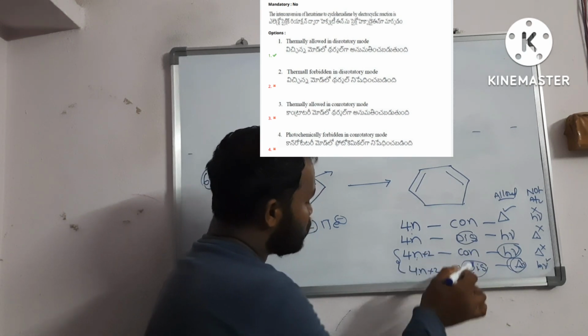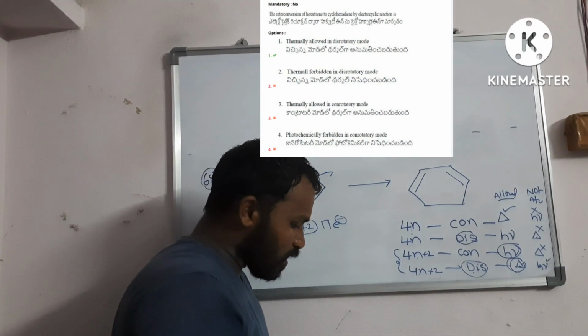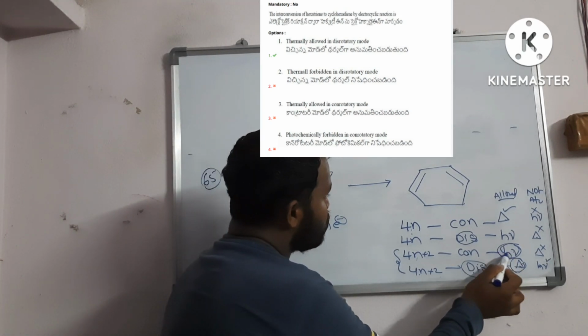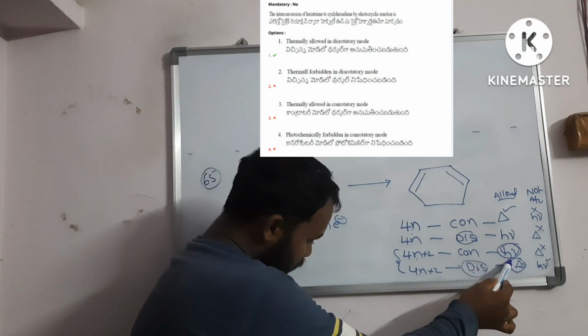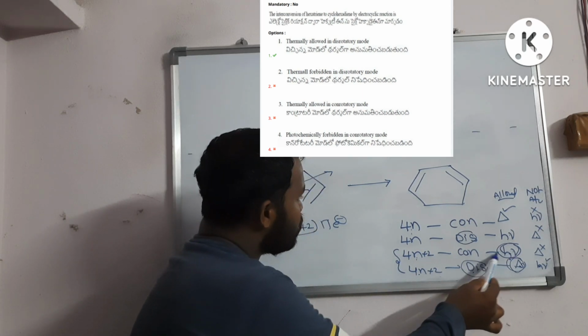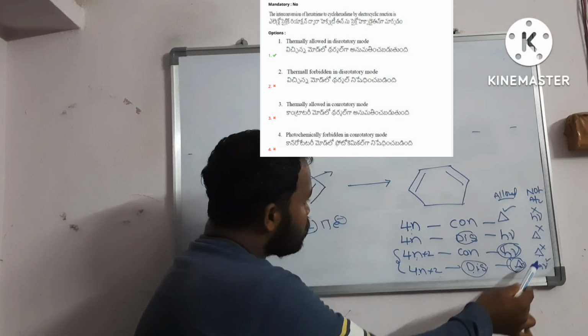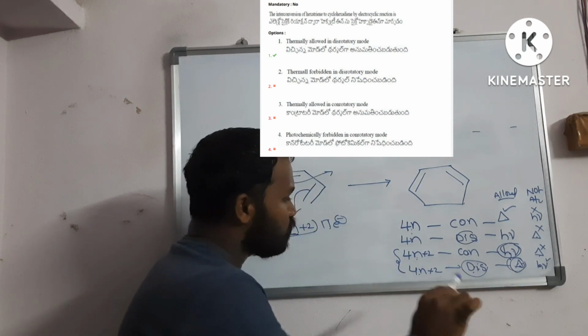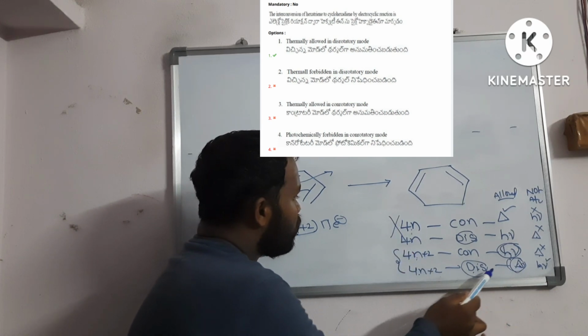Photochemically forbidden in con rotation. We have to see this in the 4n plus 2 system, right? So photochemically forbidden in the con rotation mode. So I will discuss one more time. The first option is thermally allowed in dis rotation. We don't consider these two. Only you should focus on thermally allowed in dis rotation.